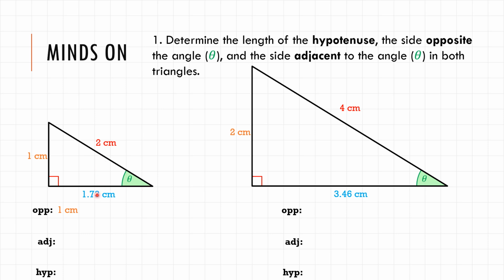So how do we pick which one is adjacent? Well, the answer lies in looking at the third side, the hypotenuse. Only one of these could be the hypotenuse. Only one of these is the longest side of a right triangle, and that is this one right here. So the adjacent must be this one at 1.73, and the hypotenuse is this one here at 2 centimeters. Very similarly, if we go over to the next triangle, the opposite side to this angle is 2 centimeters long. The adjacent side is 3.46, and the hypotenuse is 4 centimeters.